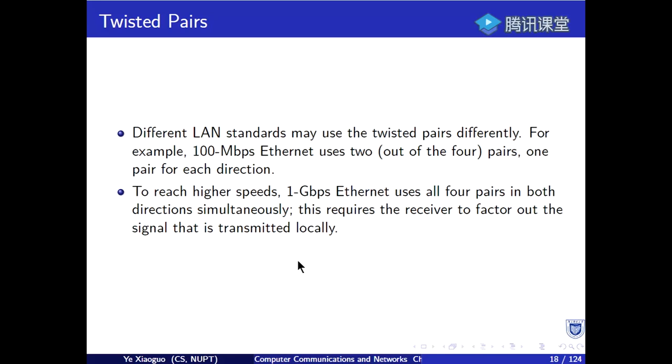To reach higher speeds, higher data rates, 1 Gbps Ethernet uses all four pairs in both directions simultaneously. This requires the receiver to factor out the signal that is transmitted locally.